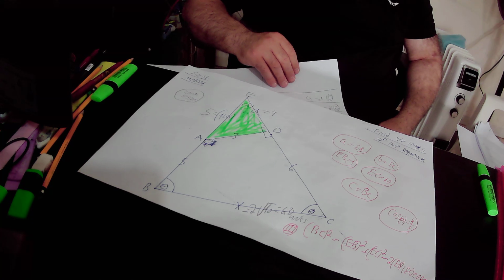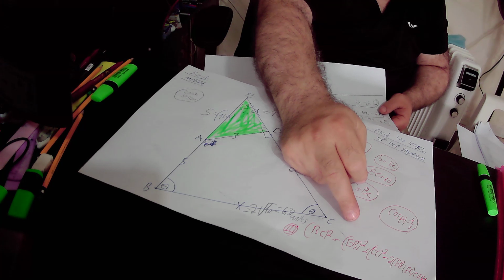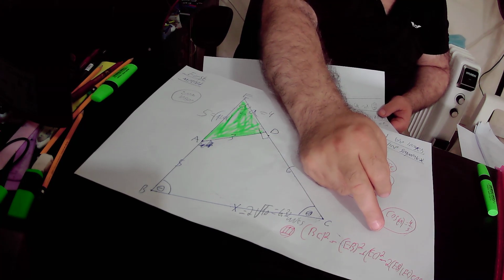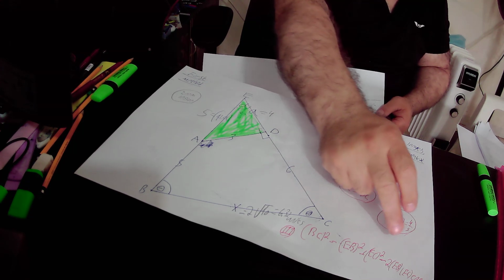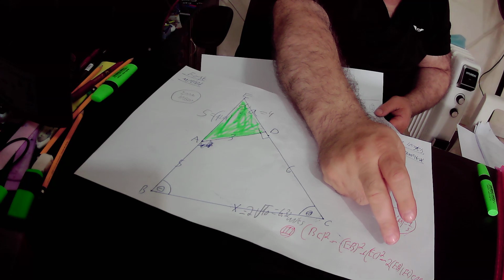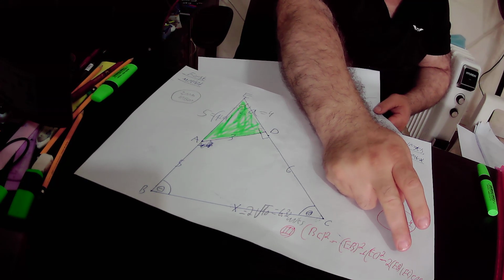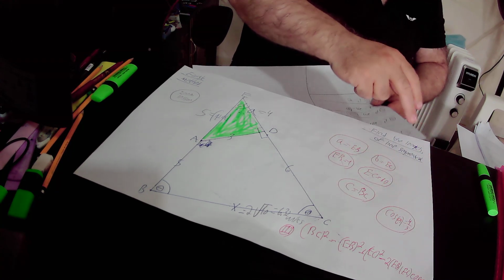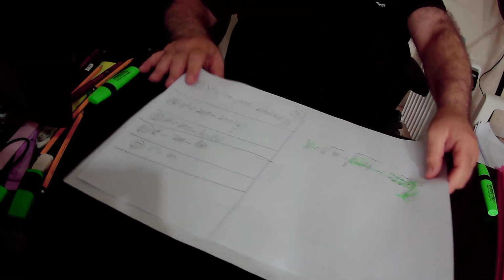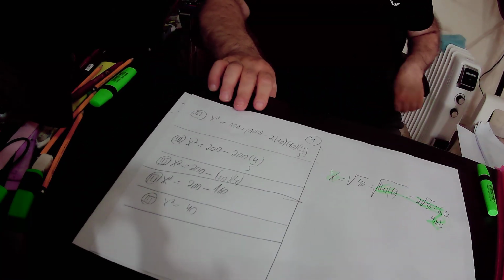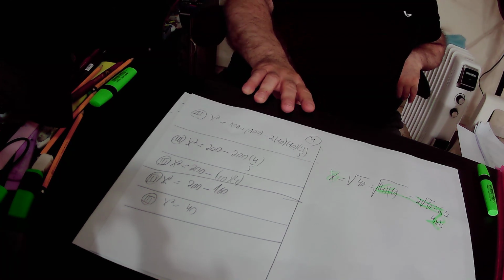BC is x, so BC squared is x squared. EB is 10, so EB squared is 10 squared, that is 100. EC is 10, so EC squared is also 10 squared, that is 100. Minus 2 times EB is 10 and EC is 10, so it is minus 2 times 10 times 10, and cosine alpha is 4 over 5, so we substituted cosine alpha by 4 over 5. In the conclusion we found out that according to equation number 3, x squared equals 100 plus 100 minus 2 times 10 times 10 times 4 over 5.